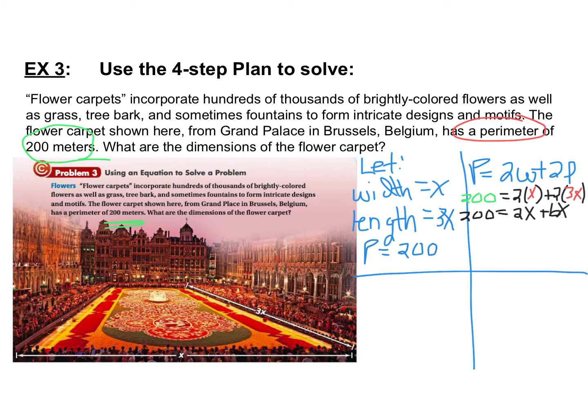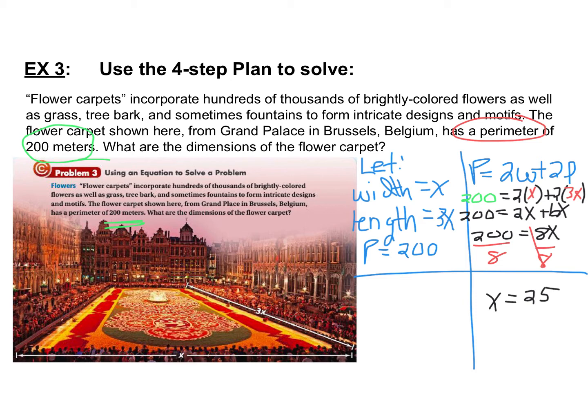So on the right-hand side, I can collect like terms right here. So I end up with 200 equaling 2x plus 6x is 8x. And then I'm going to divide both sides by 8. And so I get an x value is equal to, let's see, 8 goes into 20 twice, 4 left over, so it'd be 25.